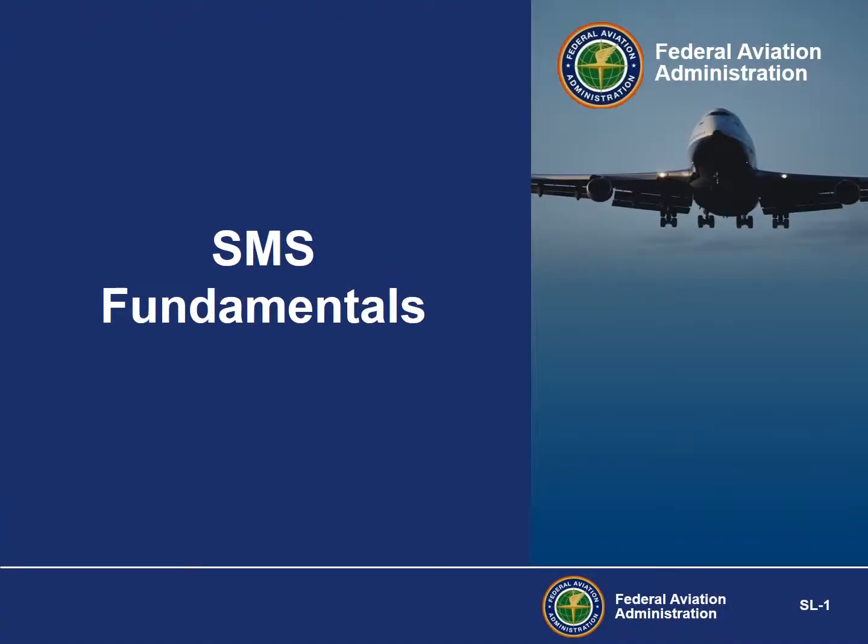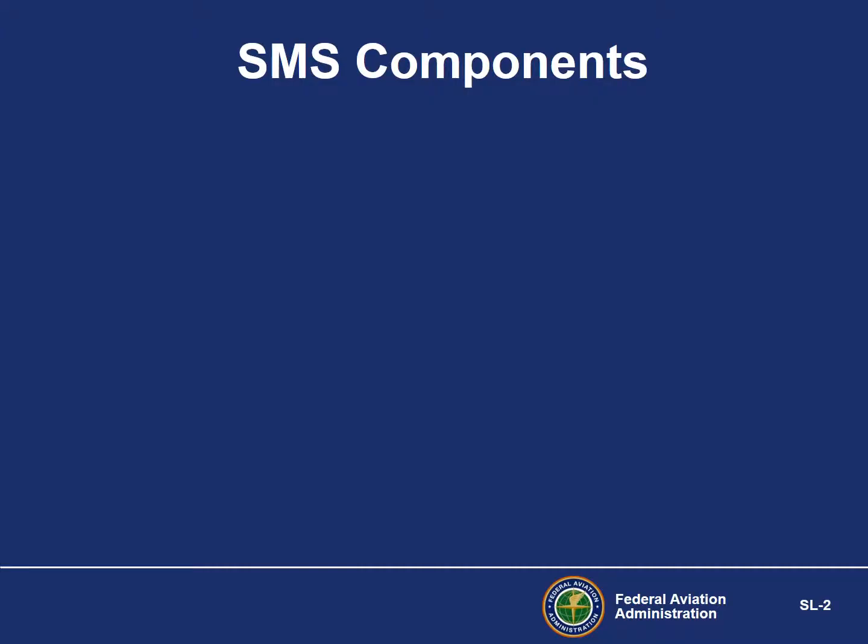We have looked at why an SMS is important and discussed some key safety points. Let's move on to the SMS fundamentals and see what makes an SMS work. A safety management system is composed of only 4 components. We will briefly talk about each component now as an overview, and then go into much more depth shortly.